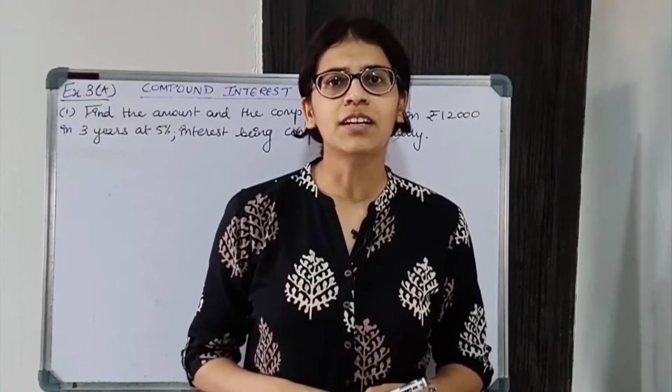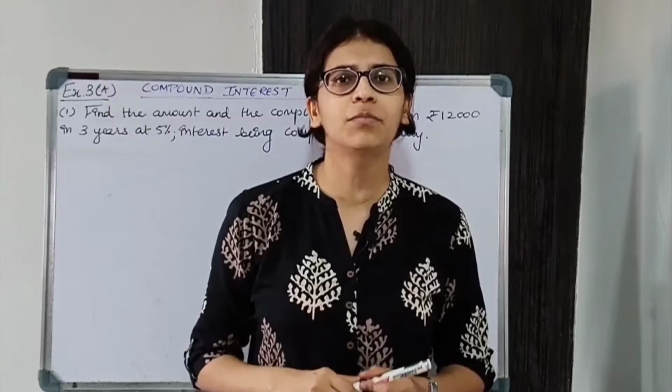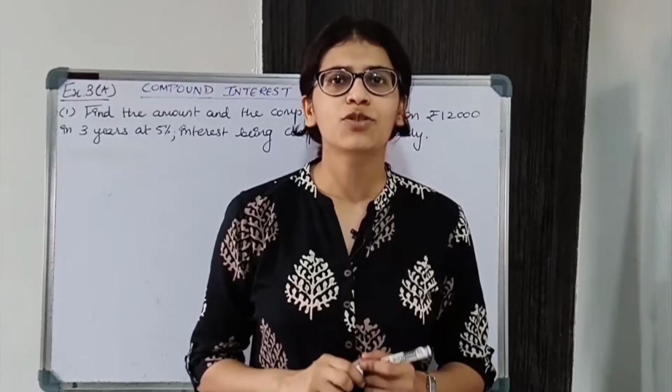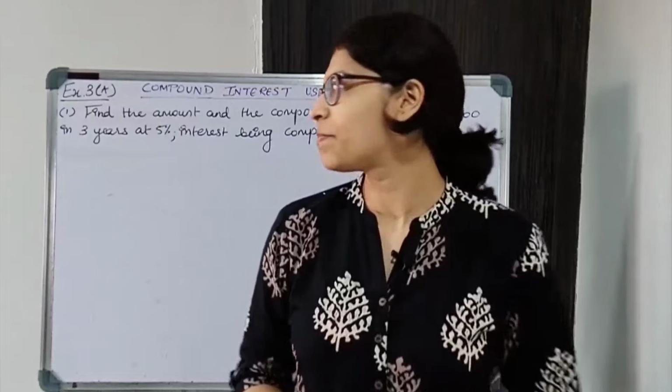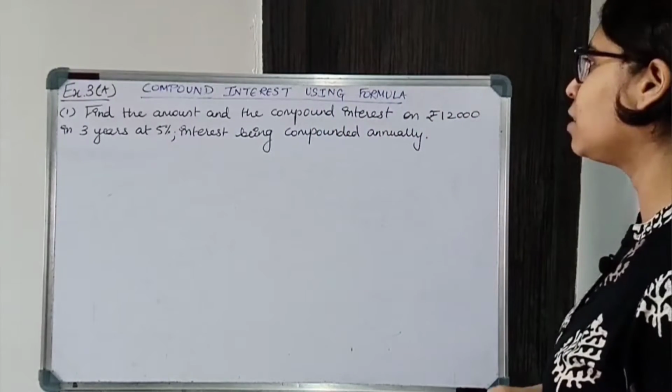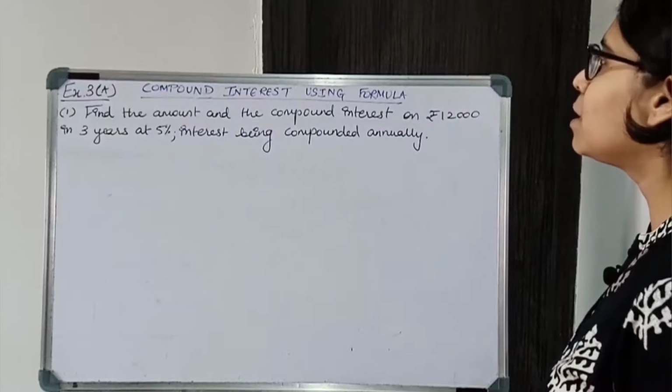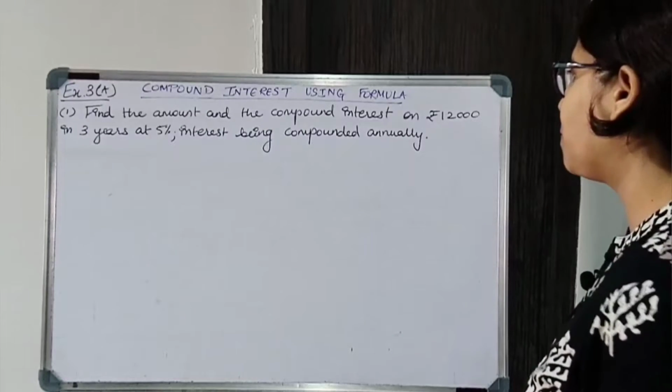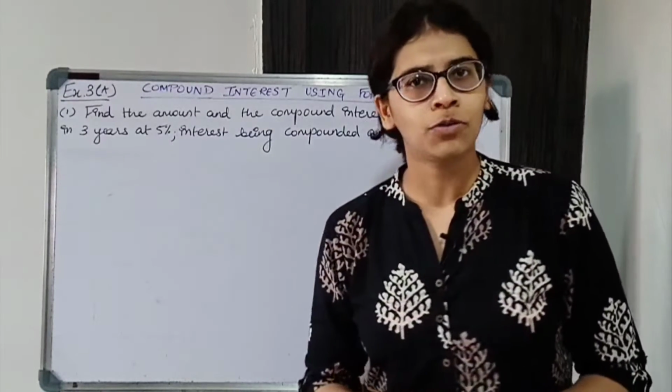In this video, we'll start with exercise 3A from chapter Compound Interest using Formula. So starting with question number 1. Find the amount and the compound interest on rupees 12,000 in 3 years at 5%, interest being compounded annually. So we have to find amount and compound interest.